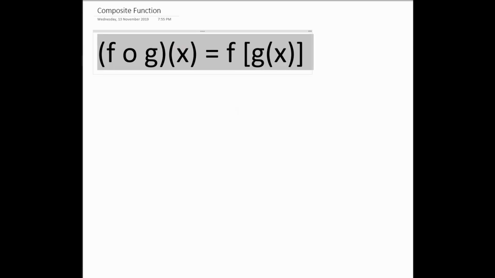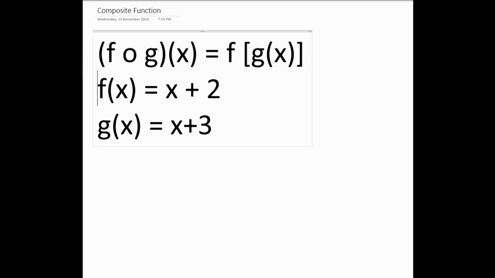So here, composite function, as we can see here, is represented by f o g of x. This means that it's f of g of x. To see it clearly, we have this example. For example, we have f of x as x plus 2, and you have g of x as x plus 3, and you want to find the f of g of x.